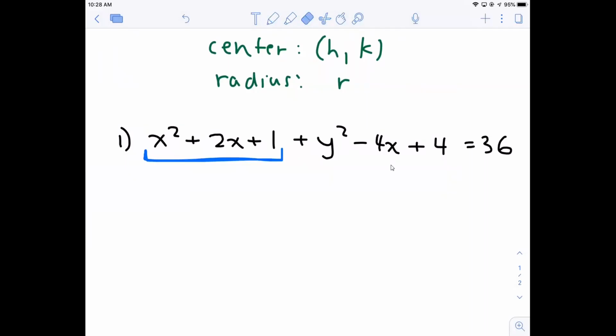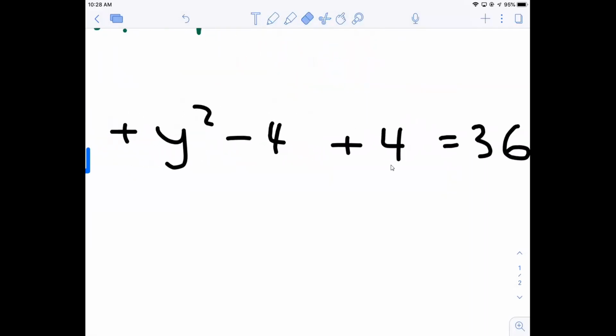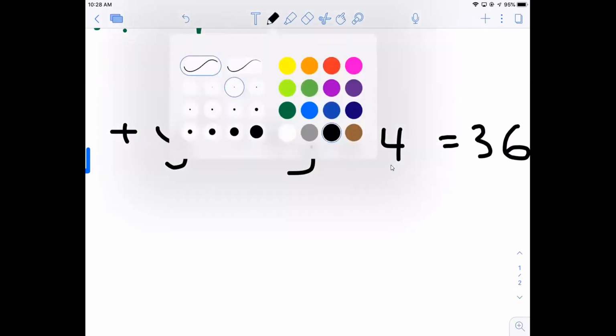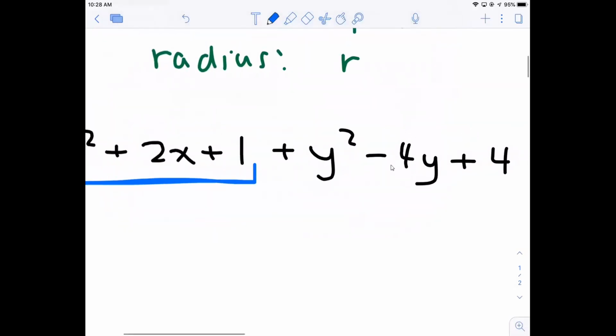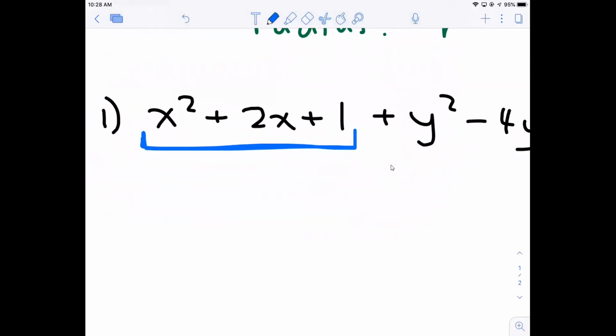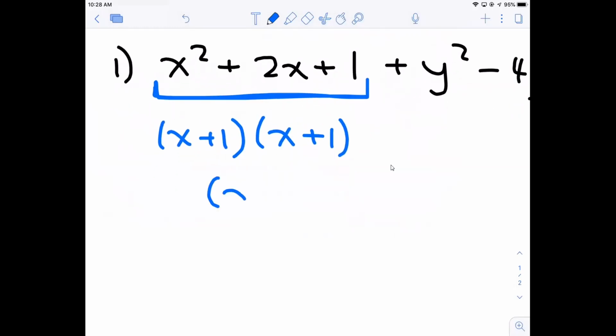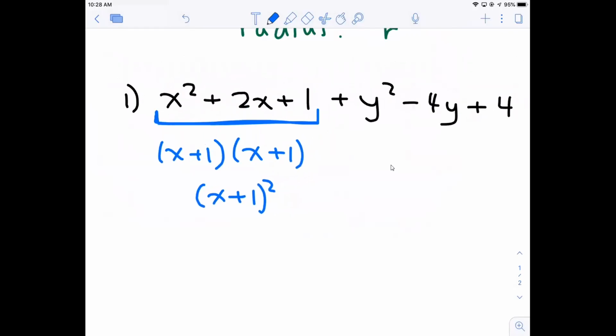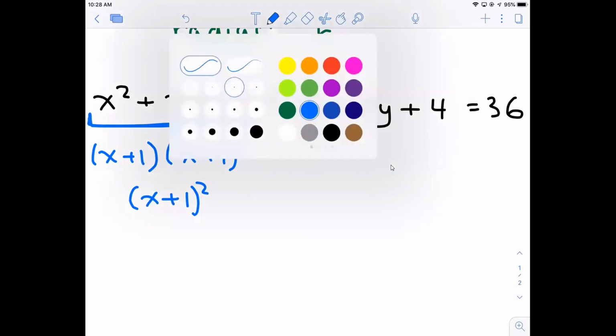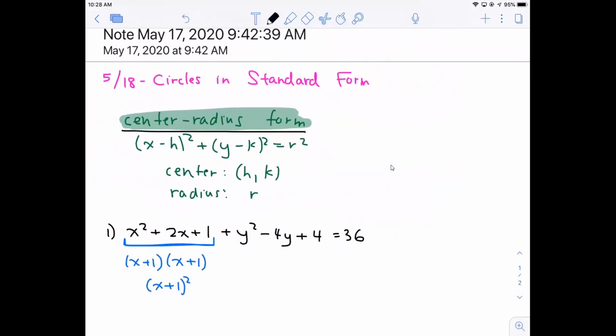Also, I noticed I made a mistake here. Sorry, this should be y squared minus 4y, not x. My bad. Anyway, back to this. If we look at those first 3 terms, what multiplies to 1 and what adds to 2? The answer will be 1 and 1. So doesn't this factor to x plus 1 times x plus 1? And what is x plus 1 times x plus 1? That is x plus 1 squared. So we are already well on our way to having it look like center radius form.